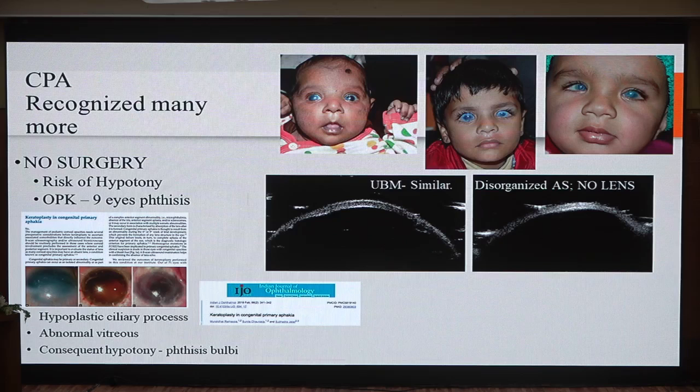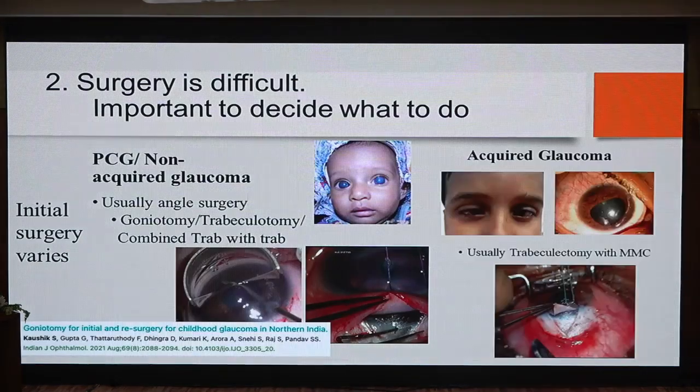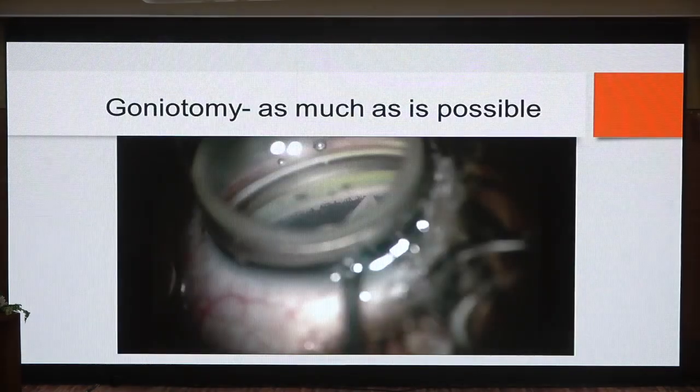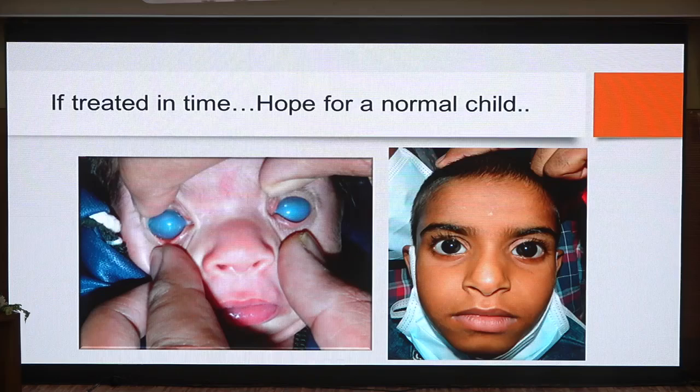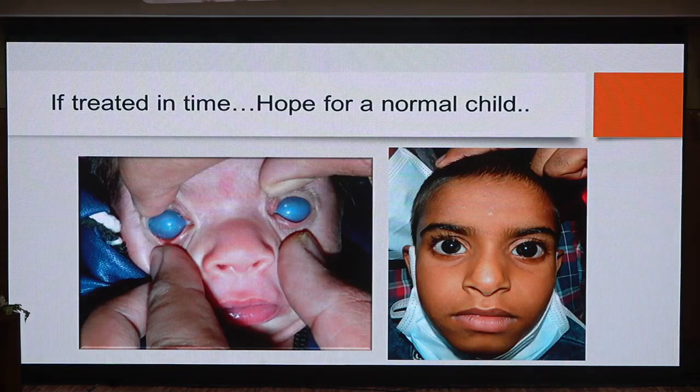So we have lots and lots of them coming in now. We've learned not to touch them. Silvery cornea has an ajeeb sa shine. This is congenital primary aphakia, right? Okay, surgery is difficult. We'll just, I think, skip the surgery. Goniotomy is our savior now, goniotomy and GAT. And if you treat it in time, all these babies will go to school and they'll be normal children.